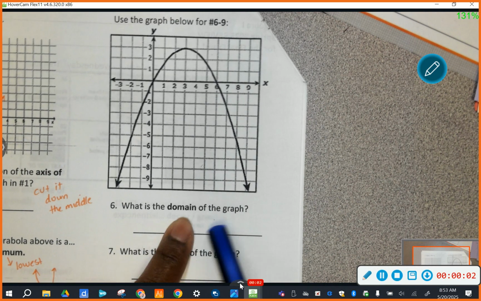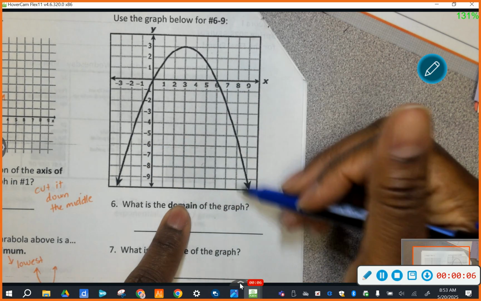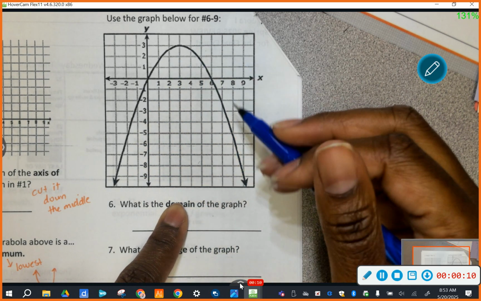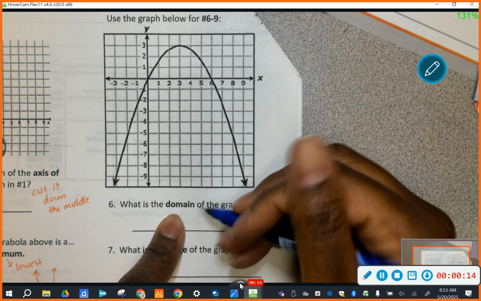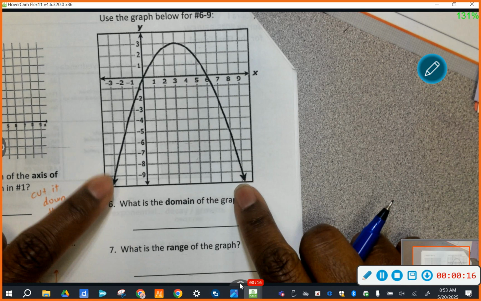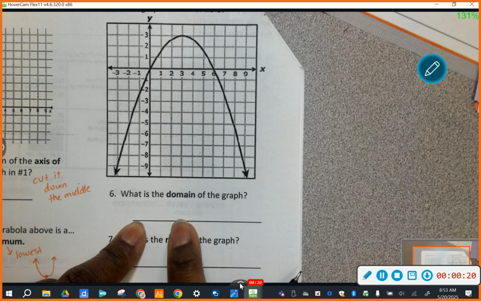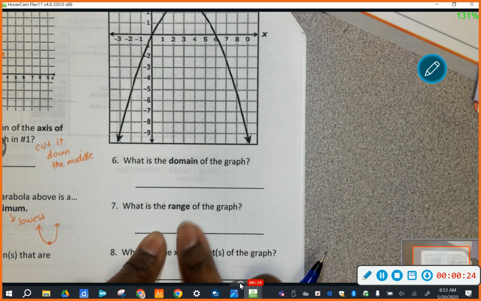What is the domain? Remember the rule for domain. Is this a real world problem? Does it say Khalid threw the basketball in the air? No. Does it say Jackson made a rocket ship? No, it's not a real world problem. So domain, if you see two arrows, is all real numbers. Todos los números. Okay, gracias.